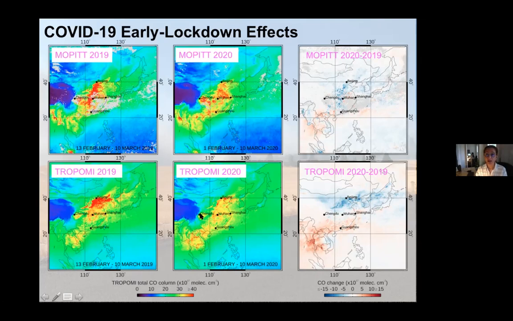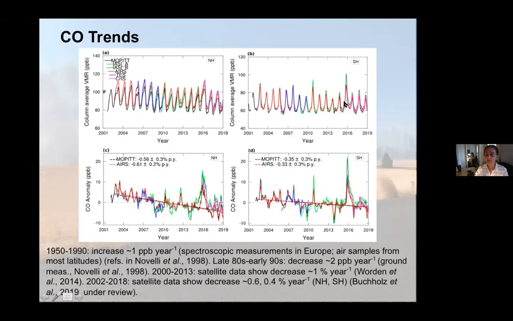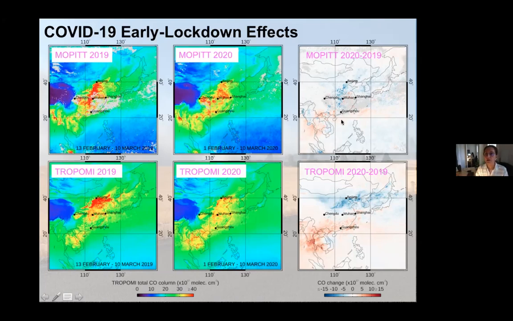Both instruments agree very well in the amount of decrease in CO, and here you can see that difference. In blue, it means that CO has decreased. And you can see that it's shown in the MOPITT and in the TROPOMI maps. And here you see some increase in CO over Thailand, here and here, but those are due to large fires that were going on at the same time. So this is biomass burning producing an increase in CO, while anthropogenic emissions went down during the lockdown.